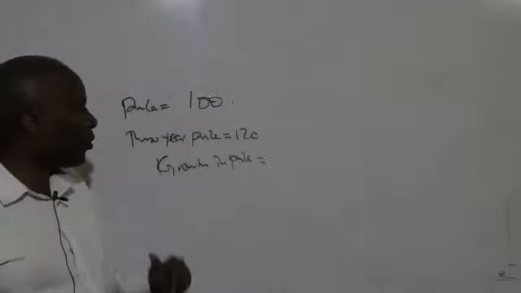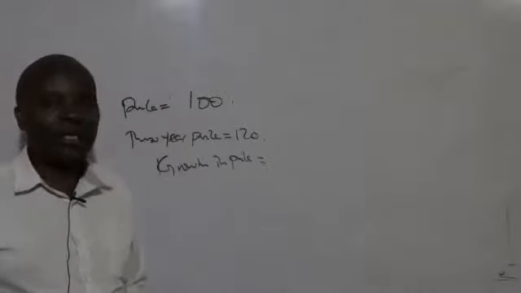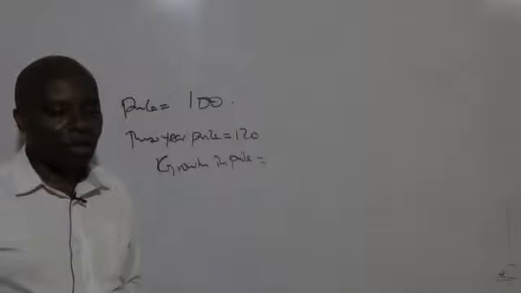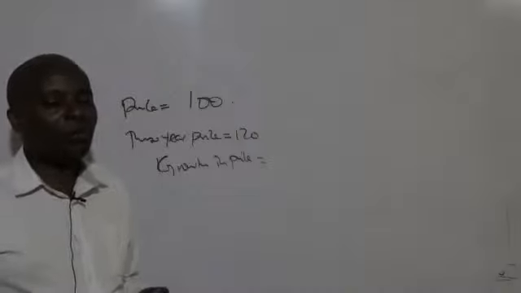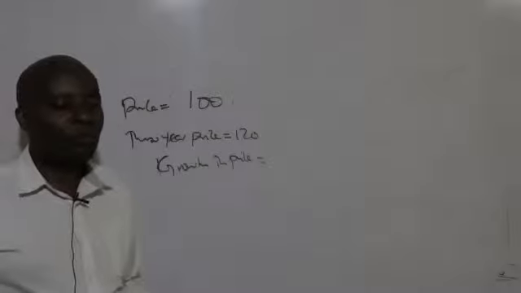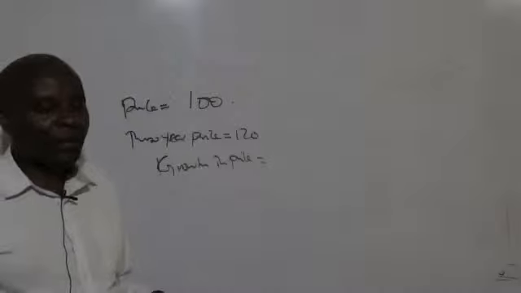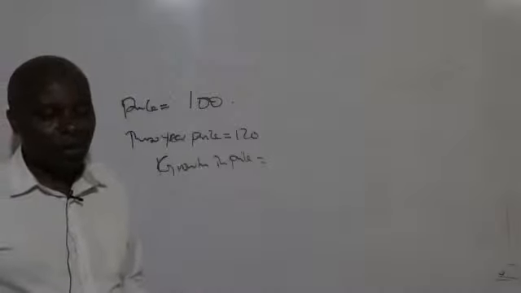Last year it was 100. This year it is 120. So in this case here I can see growth there. Please give me the answer. 20%. Thank you very much, 20%. But I know you have used the old method there, which is equally good.